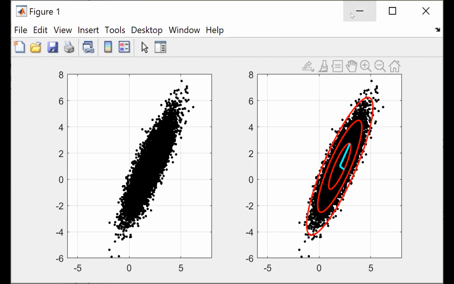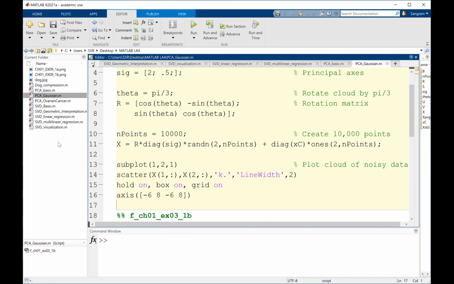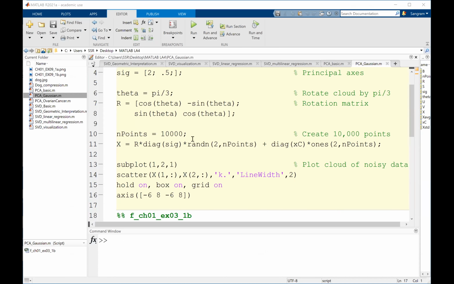So this is just a geometric representation. And let me show you what happens in the case of a practical data set. And actually this is a very important data set. PCA describes, similar to SVD, how the data is distributed.